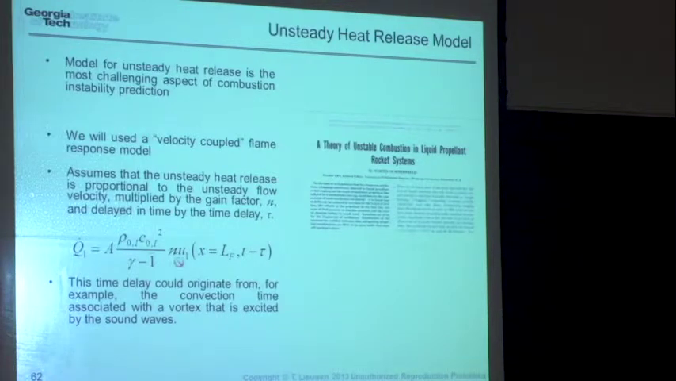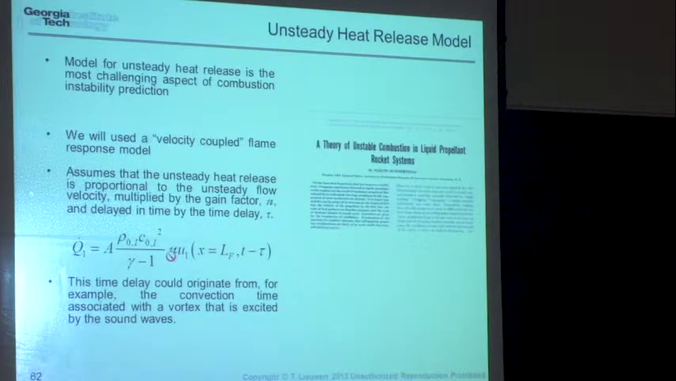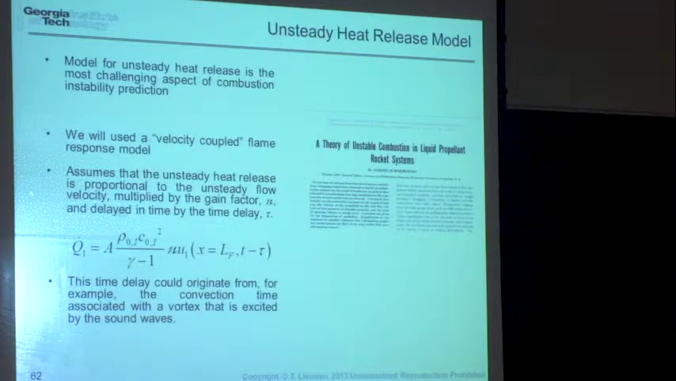I'm going to assume that the gain relationship is n. So in other words, if I have an unsteady velocity of 5% of the mean, I'm going to assume that the unsteady heat release is going to be n times 5% of the mean. Okay, so this is my gain factor. But I'm also going to assume that it's equal to the unsteady velocity at the flame. So that's what x equals L_F means, at the flame.